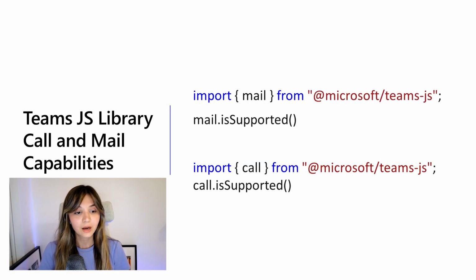And finally, after updating Teams.js, we actually added platform-specific capabilities such as call and mail capabilities. We use Teams.js library to do that. We just check if mail is supported or if call is supported, and then you're able to add these capabilities right into your app. So there are definitely easier ways to build this without making any updates.